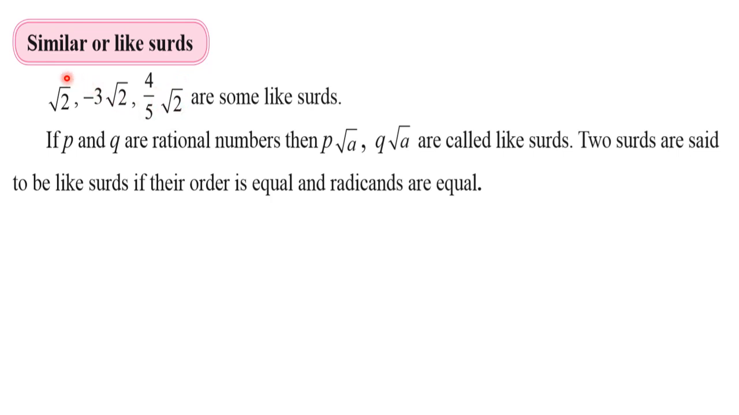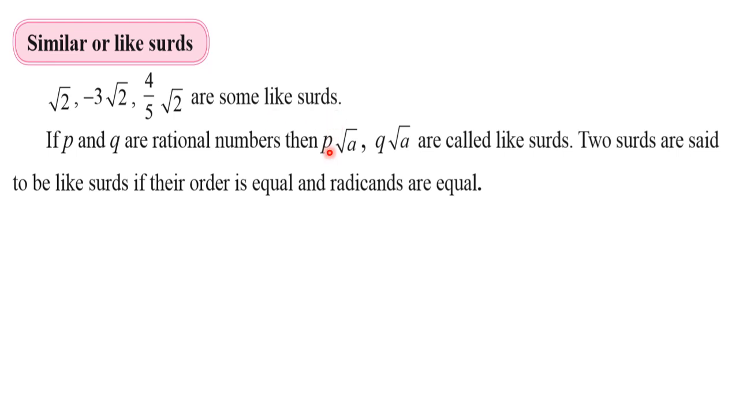To understand similar surds or like surds, you need to observe only the irrational part. What you can observe here is that the irrational number present is exactly the same: root 2 and root 2. So these are called like surds.